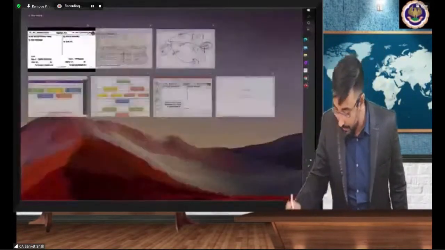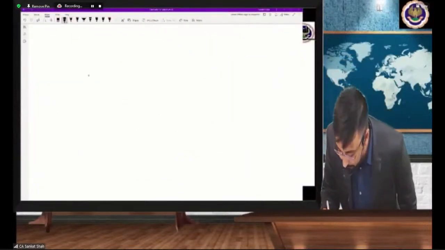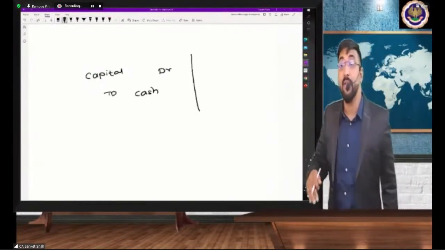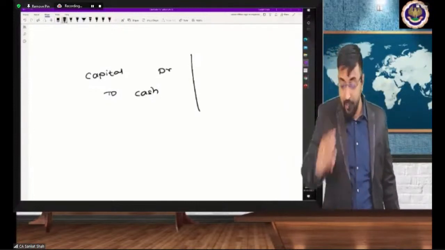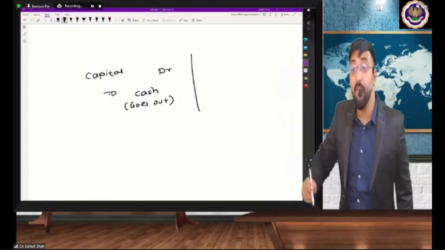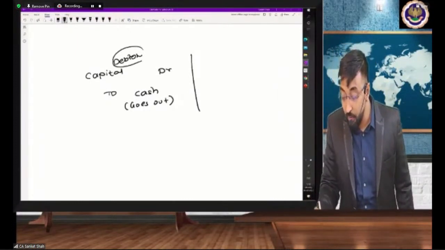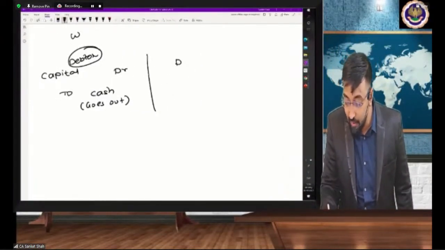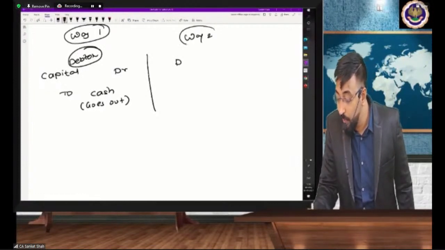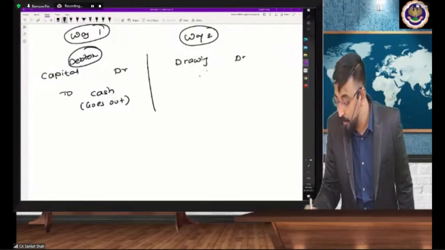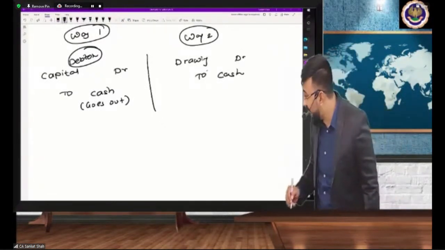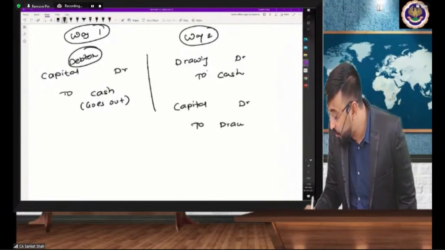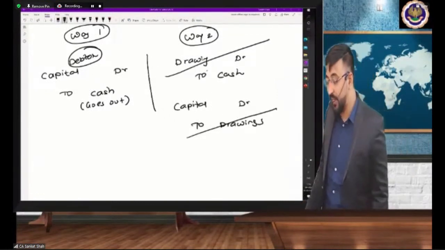So you have two options. Number one, capital account debit to cash, because cash goes out from the business. Think from the firm's point of view. Cash goes out, and capital is debited because now he is our debtor since he withdrew this amount. You can write receiver, but a better way is to write debtor. Way number two: drawings account debit to cash. After that, you will transfer these drawings to the capital account, so capital account debit to drawings. Ultimately drawings will get cancelled and what remains is capital to cash.